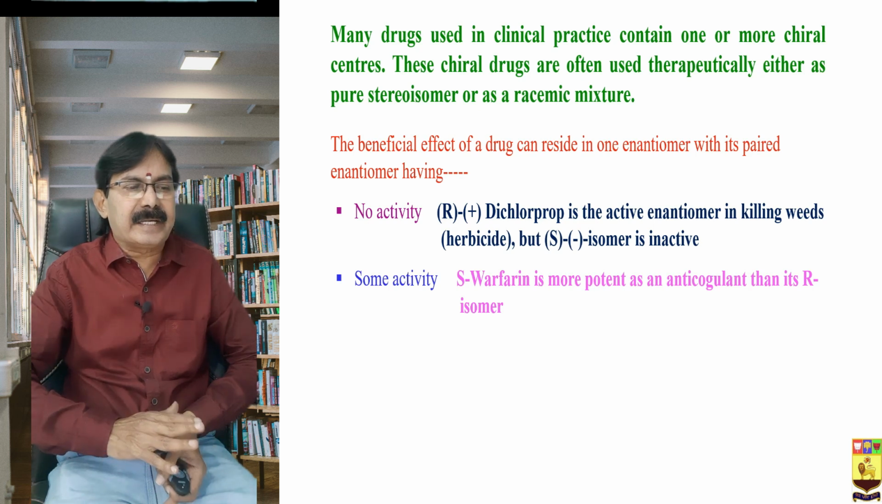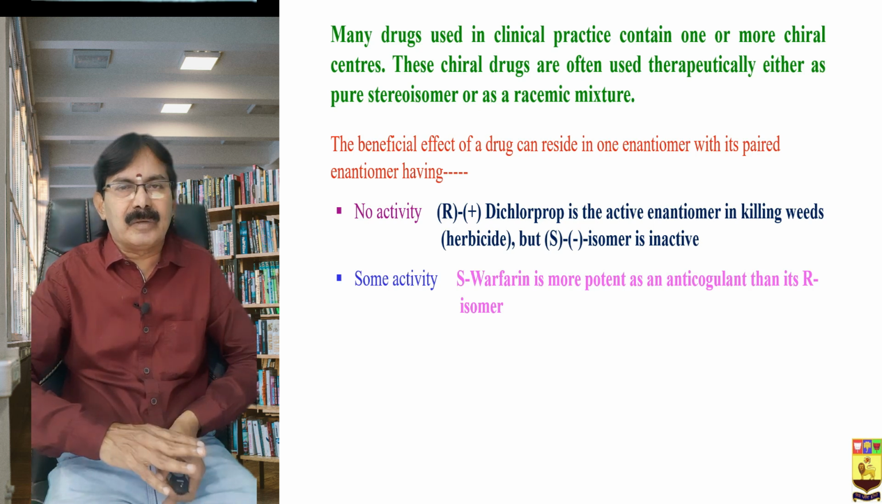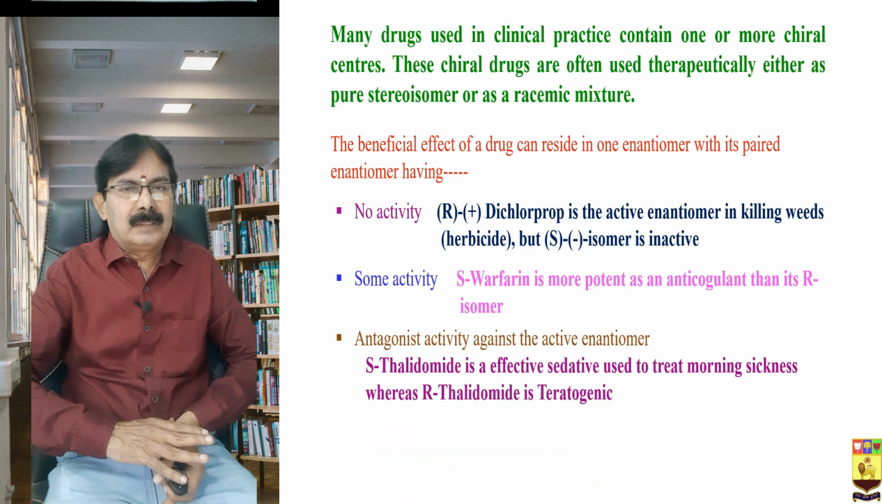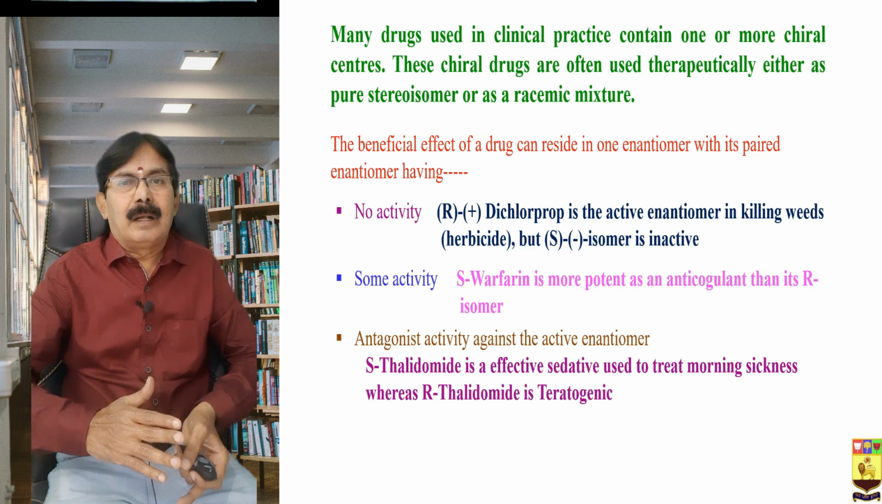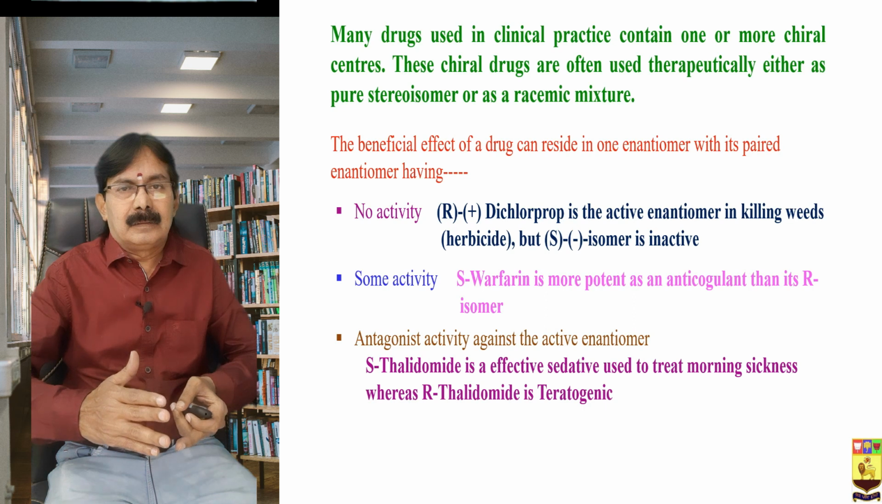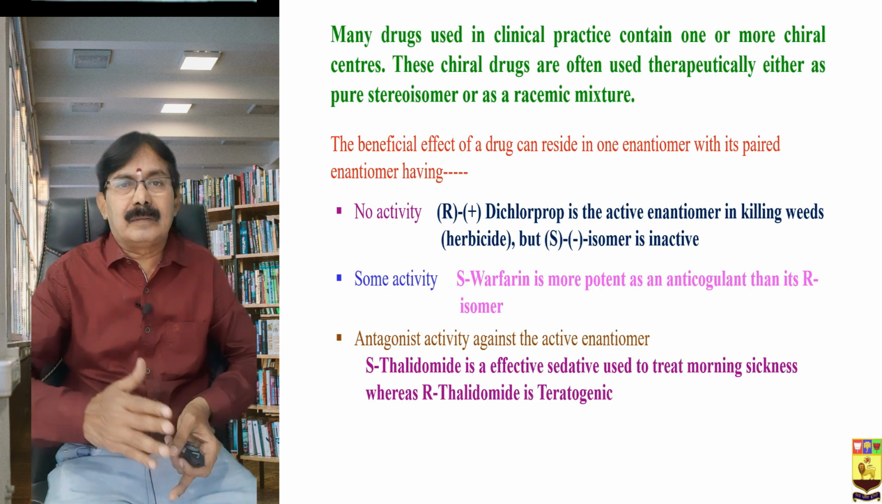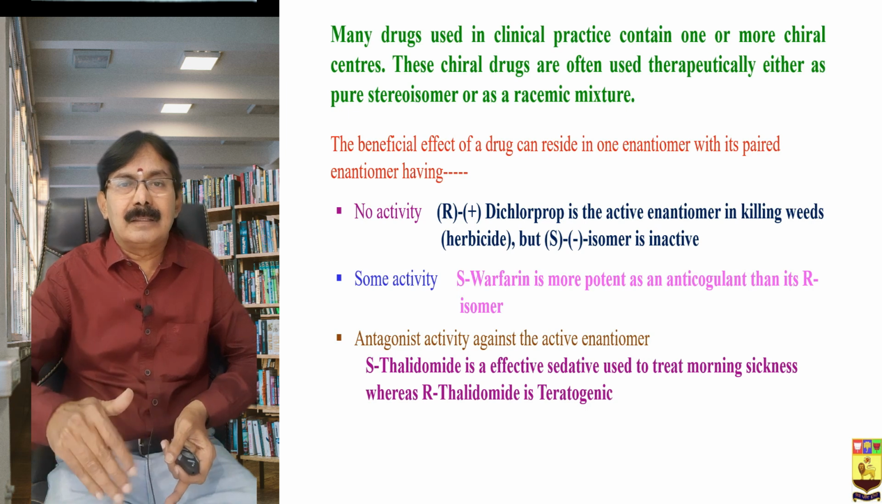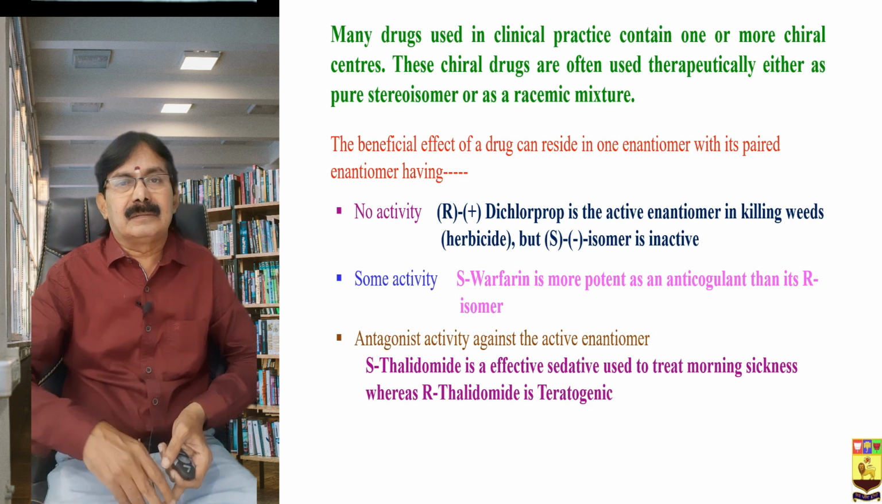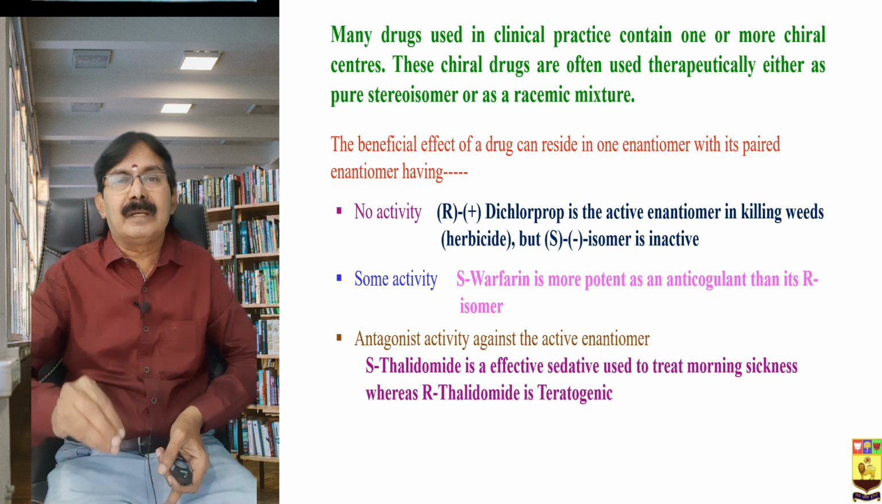And the antagonist activity against the active enantiomer. Antagonist activity means one enantiomer acts as a beneficial effect to the human being, while the other has the opposite effect, that is, it will be harmful to the human being.